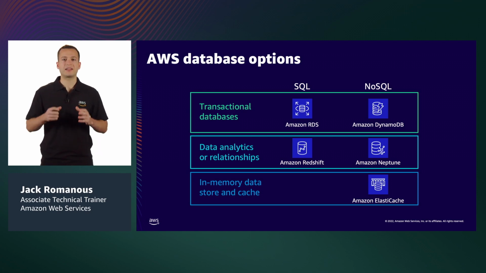Lastly, Amazon ElastiCache provides a caching solution and is available with two popular caching engines, Redis and Memcached. This is only a sample of databases on AWS, but regardless of your application's needs, there's a purpose-built option that you can migrate to or stand up in the cloud.